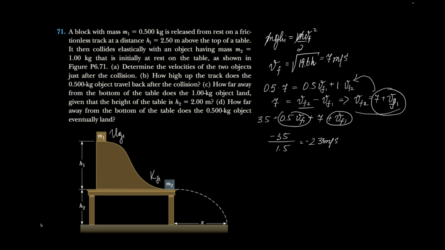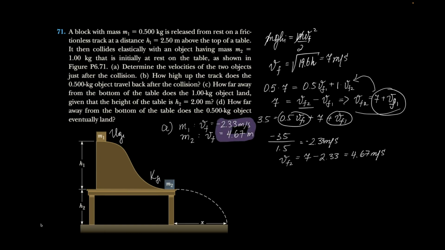Then I plug it into the separation velocity. So v final 2 is going to be 7 minus 2.33. So that's going to be 4.67 meters per second. That's the velocity of mass 2. A, determine velocities of the 2 objects right after the collision. M1 has v final negative 2.33 meters per second, and M2 will have the velocity final of 4.67 meters per second. All right, that's our first set of answers to A.